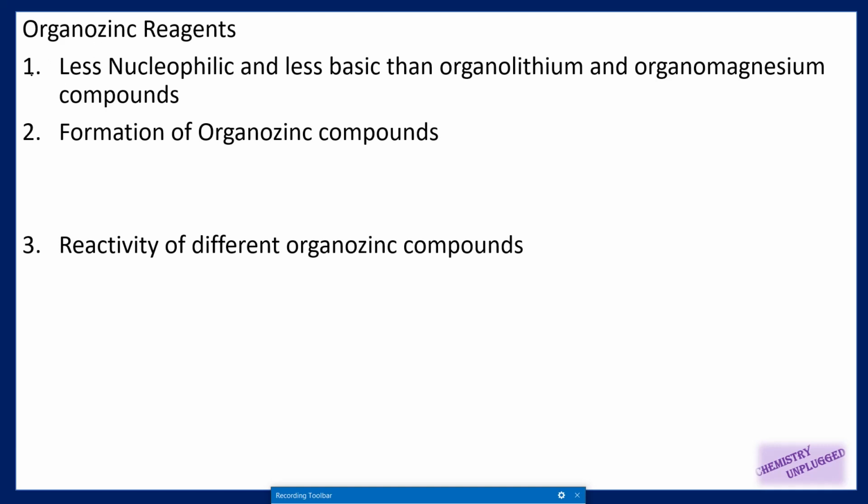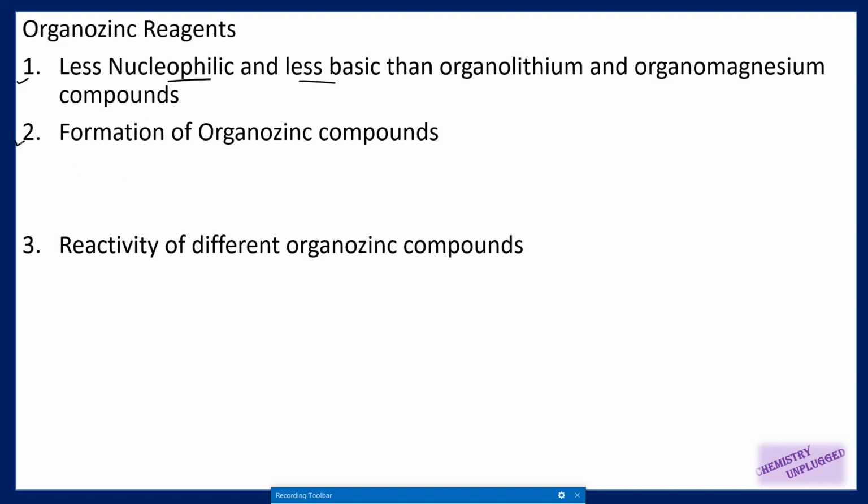First important point about organozinc reagents is that they are less nucleophilic as well as less basic than organolithium and organomagnesium compounds. This is a very important point, right? Because of their lesser reactivity, they sometimes need more reactive reagents along with them. As we will see later, with organozinc compounds we can also use copper, and copper can increase the reactivity of organozinc reagents.